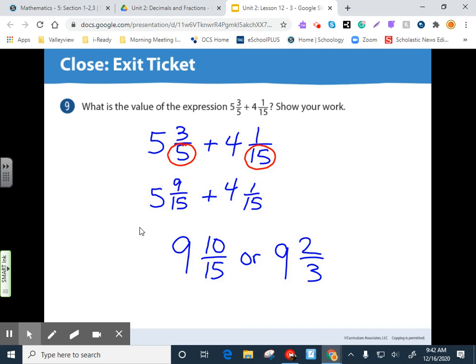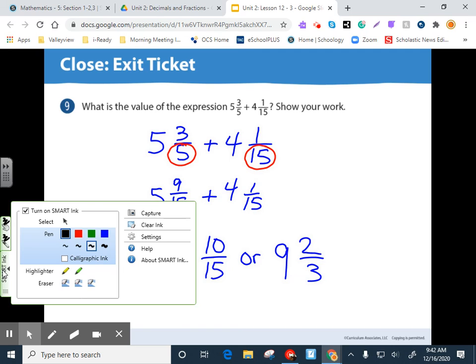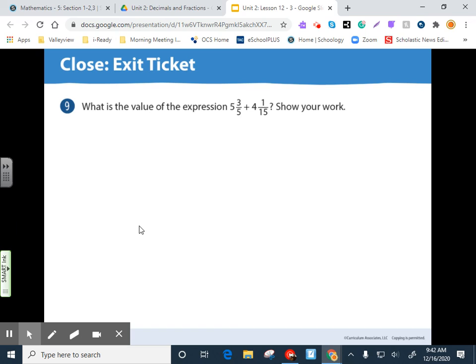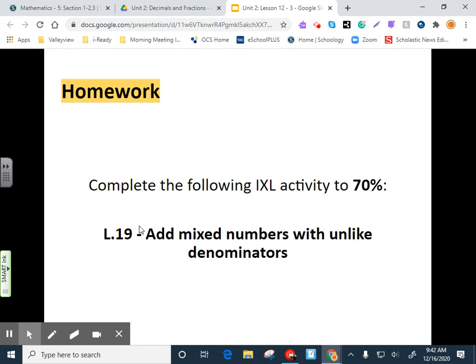Again, we'll be doing more with the next lesson and adding mixed numbers and fractions together. So then our homework will be like that. For today, I wanted, again, just to focus on adding mixed numbers with unlike denominators.